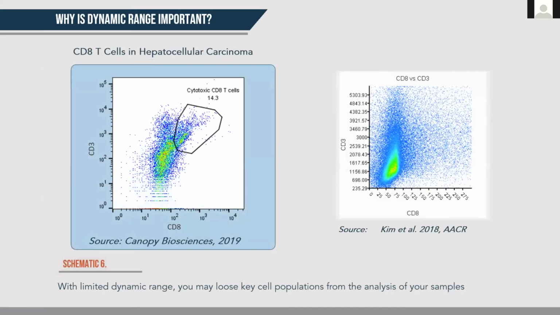And then the downstream implications of that, of course: if you compare these dot plots here, on the left is a dot plot comparing CD8 to CD3 to identify the cytotoxic CD8 T cells. You can see that the dynamic range on this particular dot plot is upwards of 4 logs. And compared to a dot plot on the right from a competing platform with much lower dynamic range, you basically lose the ability to identify this particular cell population, which may be very important for your analysis.